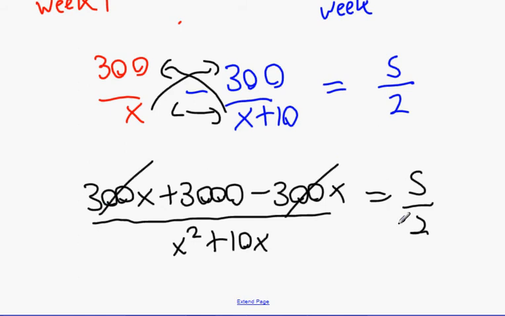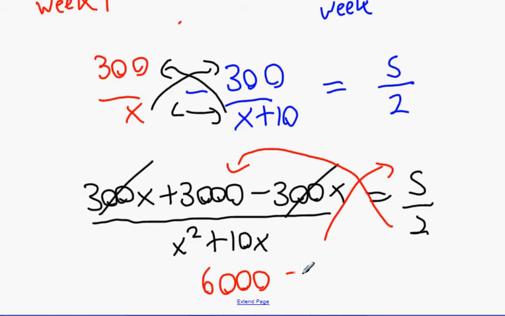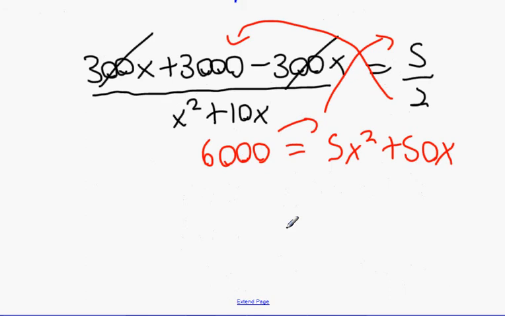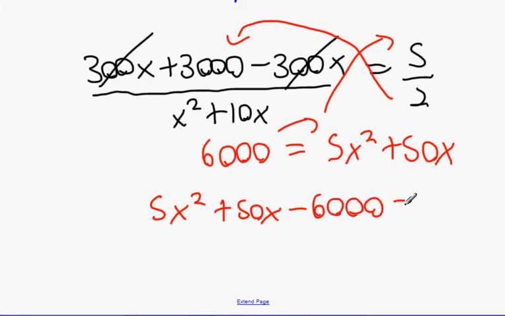What we've got to do is cross multiply. And what we get is 2 times 3000 is 6000. Then multiply X squared plus 10X by 5, and you're going to get 5X squared plus 50X. Bring over your 6,000. You get 5X squared plus 50X minus 6,000. You're going to have to divide everything by 5. So you get X squared plus 10X minus 1,200.